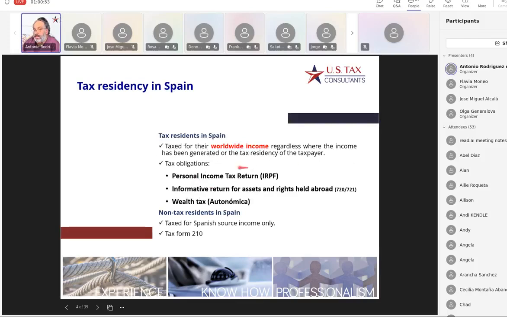Okay, then the tax residents have to declare in Spain their worldwide income, regardless of where the income has been generated or the residency of the taxpayer.